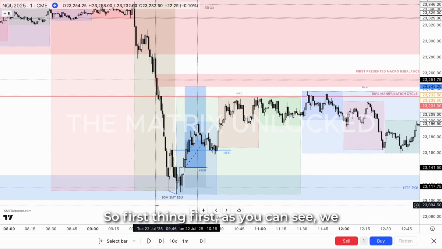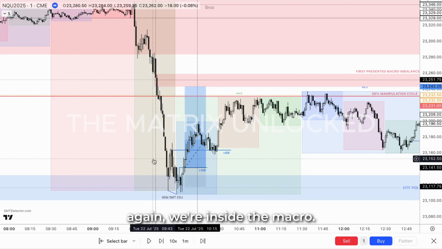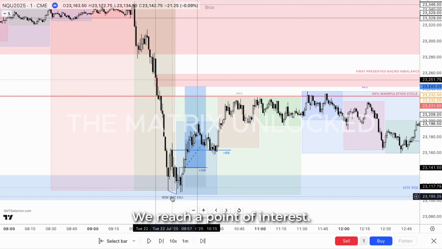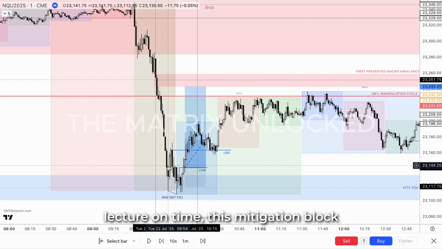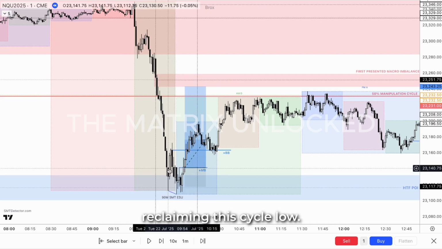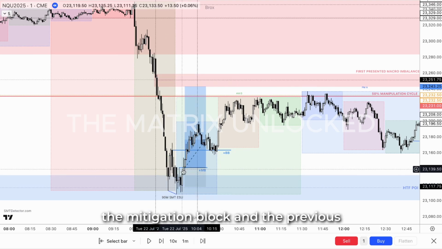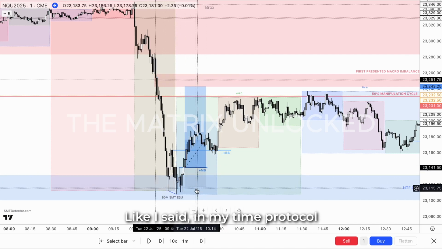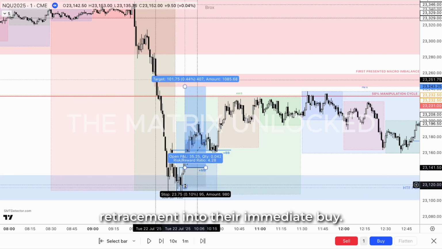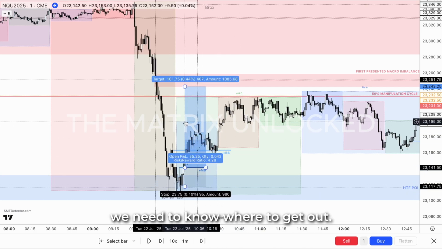So first things first, as you can see, we were inside the macro. But just to walk through that again, we're inside the macro. We reach a point of interest. We have SMT. And then you can see, if you followed my lecture on time, this mitigation block lines up perfectly with reclaiming this cycle low. So you already know you displace both the mitigation block and the previous cycle low, aligning everything like I said in my time protocol. Retracement into there, immediate buy, right? So knowing that everything is aligned for us, we need to know where to get out.